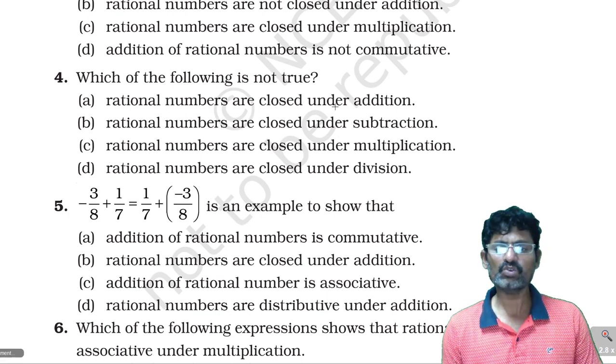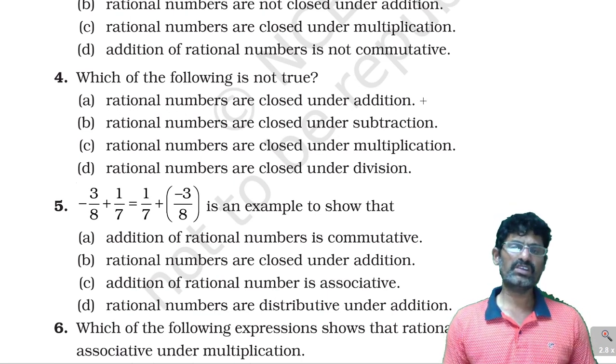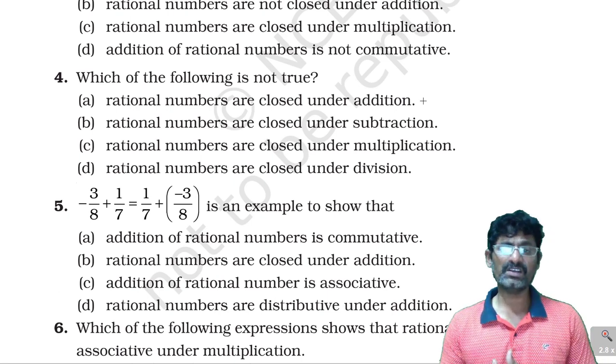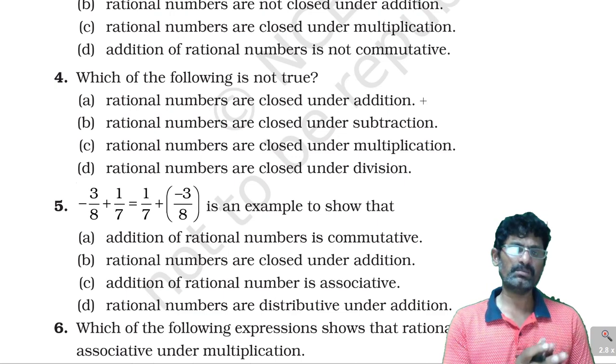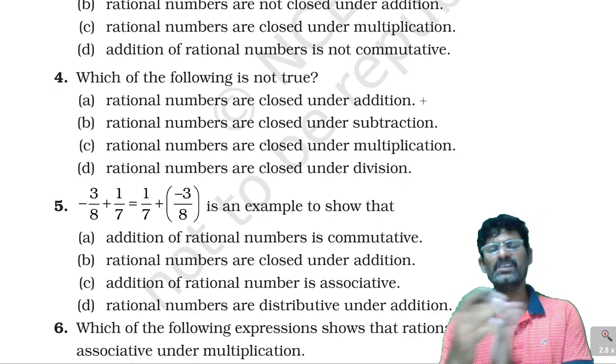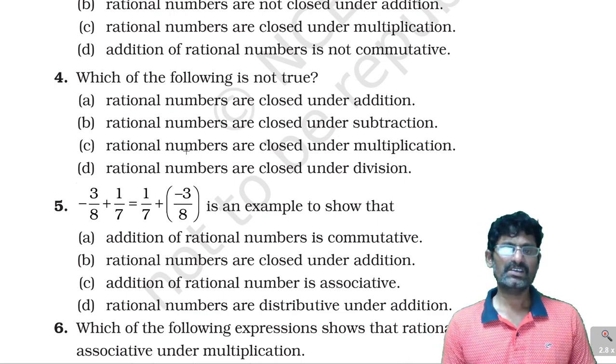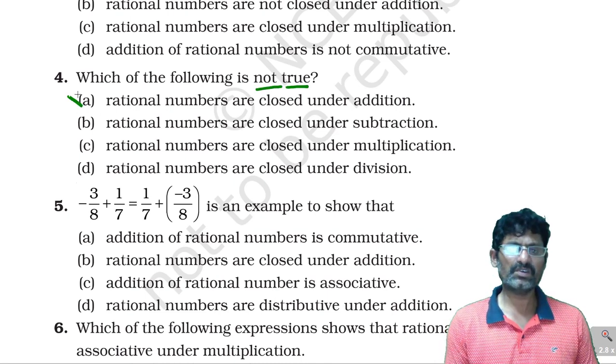Rational numbers are closed under addition. So we know that rational numbers are closed under the operation addition. That means if we add two rational numbers, then we will get another rational number. So it is correct. That is true, but we need to get which one is not true. So option A is not our answer.